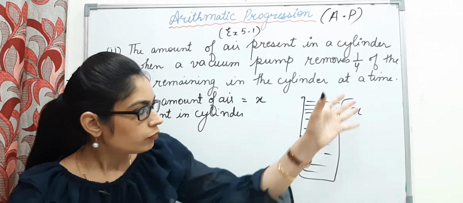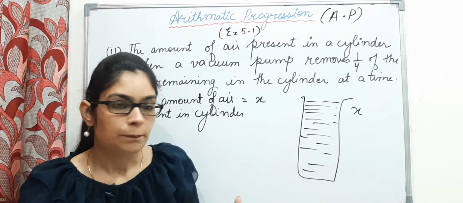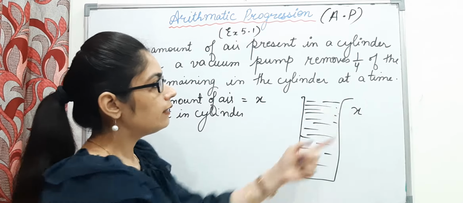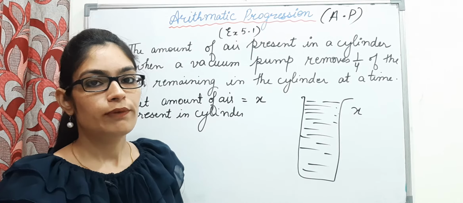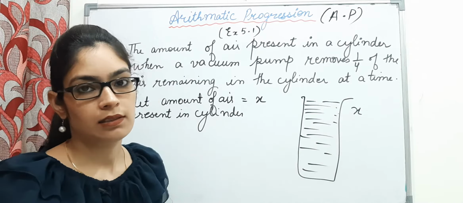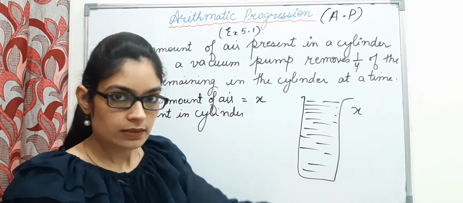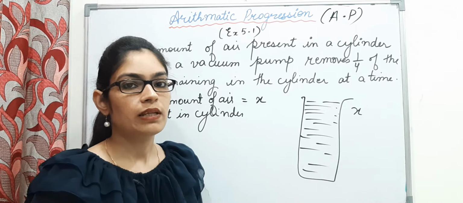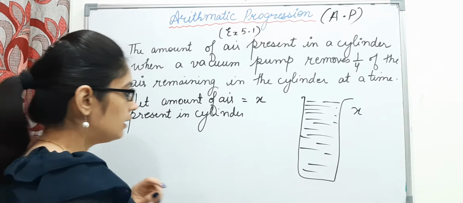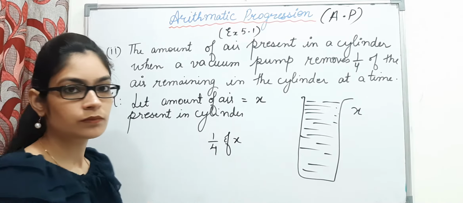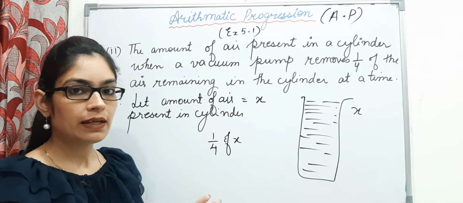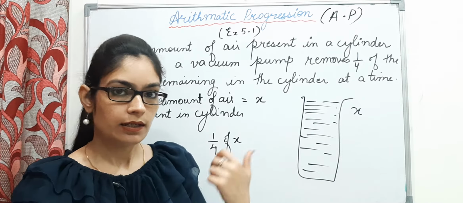So what they are saying, if the total is x, at a time this vacuum pump is removing 1/4 of the air present in this cylinder. So that means if x is the total air in this cylinder, then how much is removed at a time? That is 1/4 of this x. So we have to make a sequence of how much air is removed.